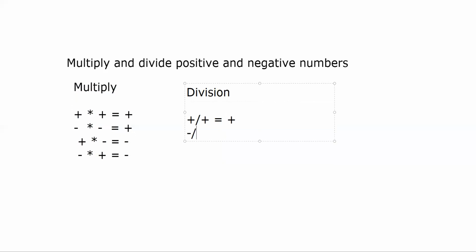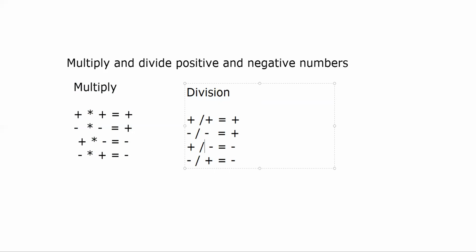A negative divided by a negative is going to equal a positive. A positive divided by a negative equals, and I made the same mistake right here, a negative. And a negative divided by a positive equals a negative. Let me just put spaces in between so it lines up the same.